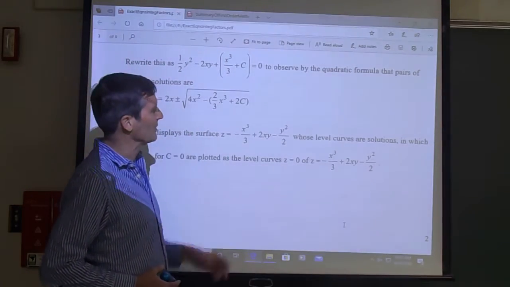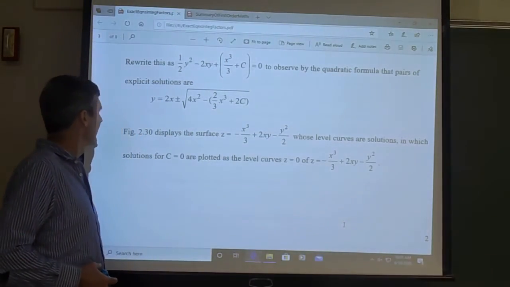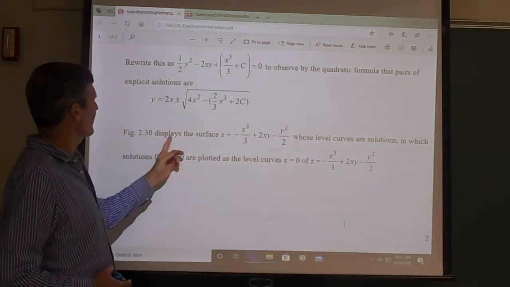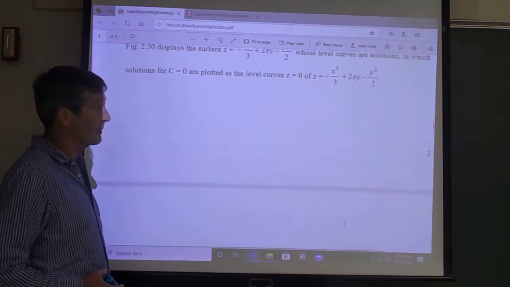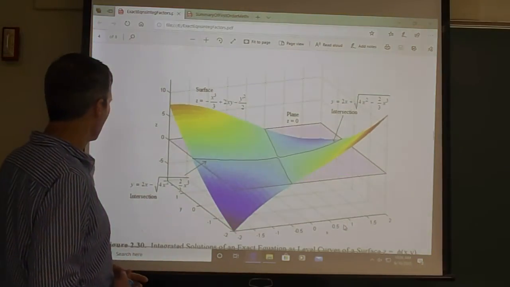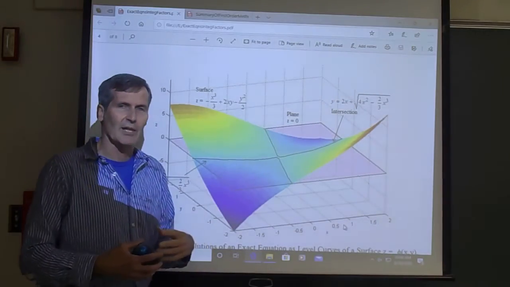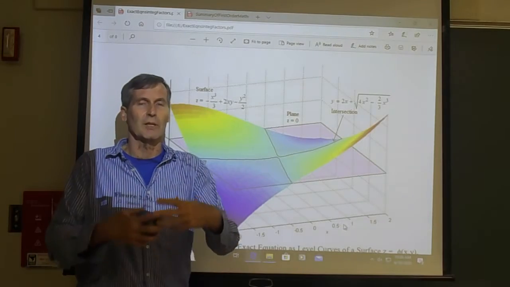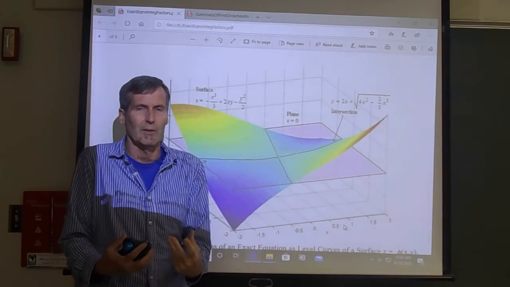So it's kind of nice to use x and y instead of t and y here. And figure 230 displays what's going on here, which is kind of neat if you're a geometer. I like this interpretation of it. What you do is you take the exact differential M dx plus N dy and you integrate it and you get a function phi of x, y, right?